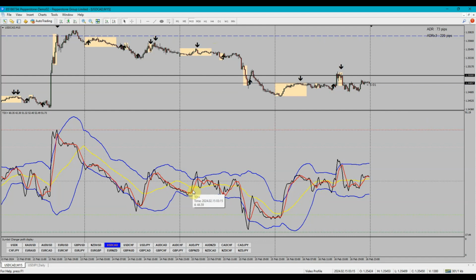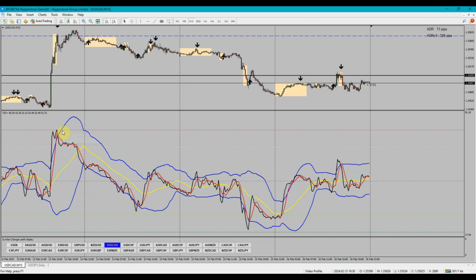Now, for those who are familiar with the stochastic, you know that there are two lines that basically cross each other at certain areas where we have overbought, oversold, which we have our extreme level high at 80 and we have our extreme level low at 20. So you can look at it like a stochastic as well.